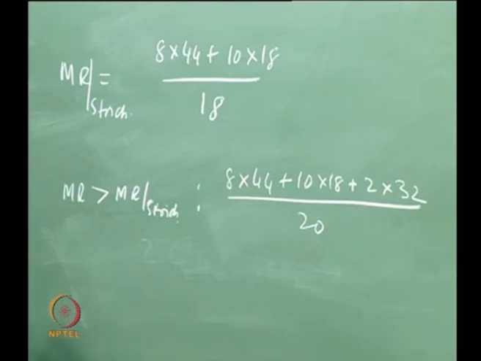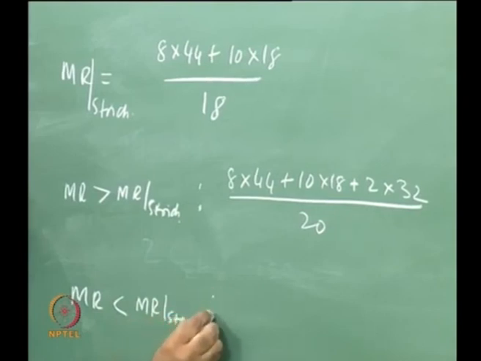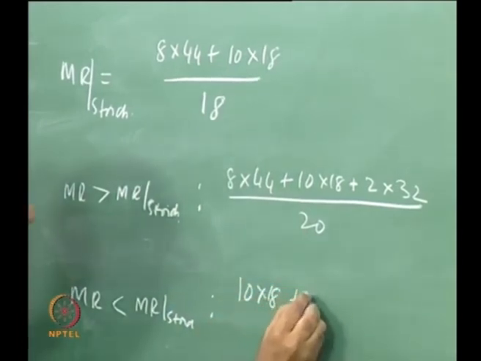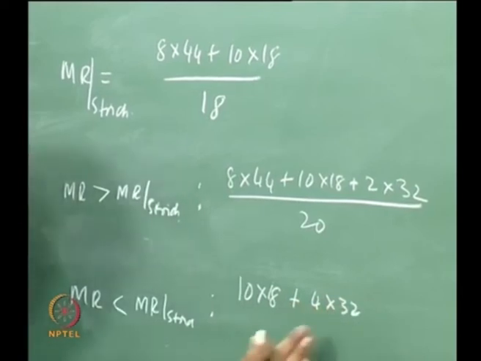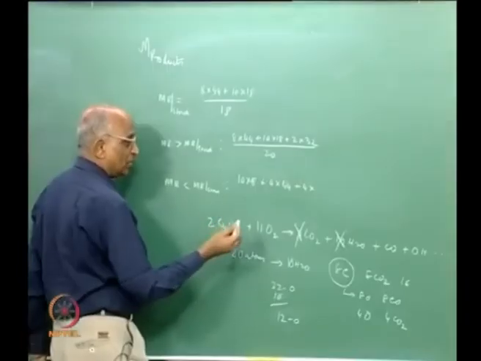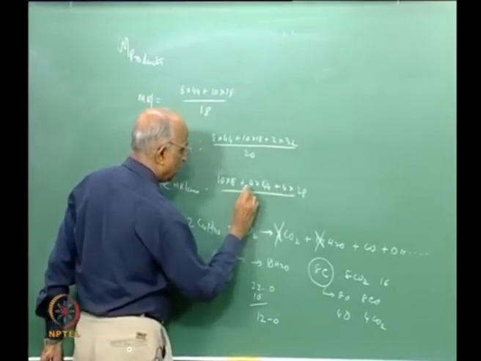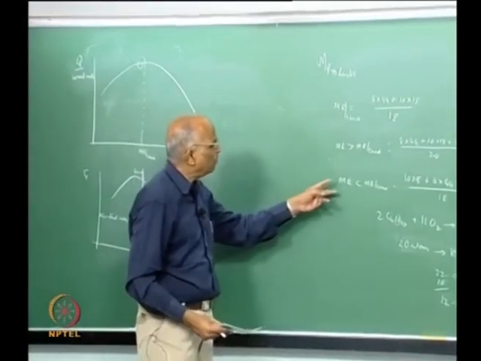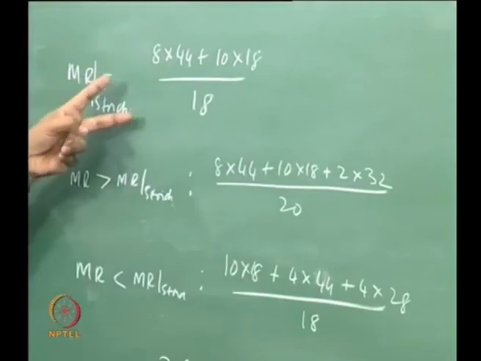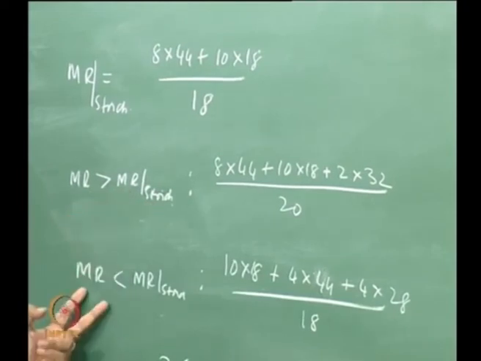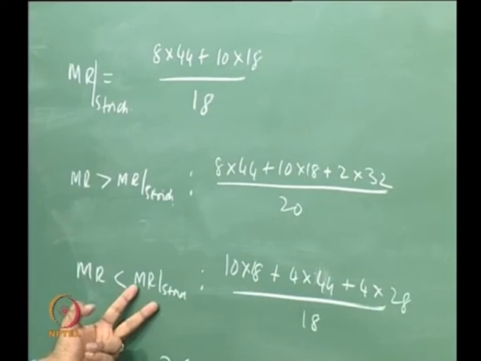If I had mixture ratio less than mixture ratio stoichiometric, what is it I get? I still got water 10 into 18, and then I found I had 4 of 44 carbon dioxide plus 4 of CO, which is 12 plus 16, 28, divided by 4 plus 4 plus 10, 18. What I am looking at is the mean molecular mass of the products. For mixture ratio greater than stoichiometric, this is oxygen rich. Mixture ratio less than stoichiometry is fuel rich.